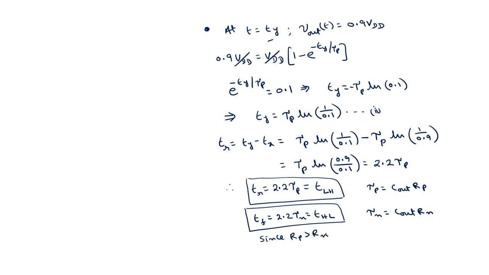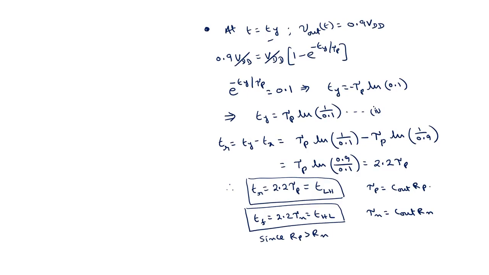Because the mobility of holes is less than the mobility of electrons, the resistance of the P type device is more than the resistance of the N type device. So between tau p and tau n, tau p is greater than tau n, which implies the rise time is greater than the fall time.